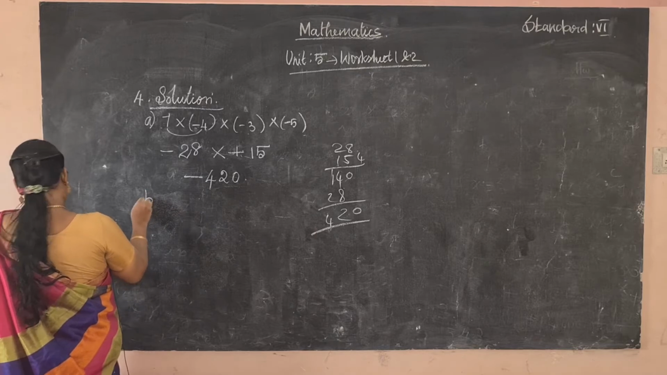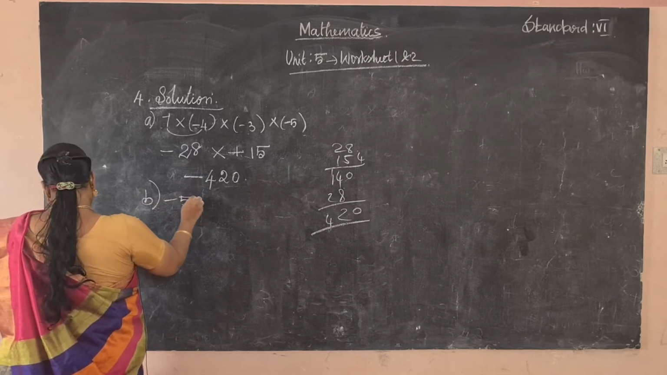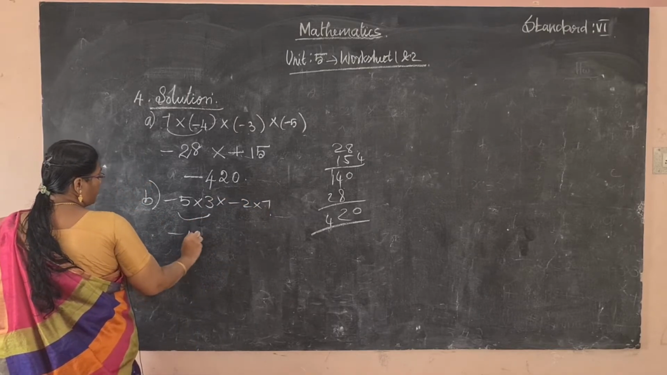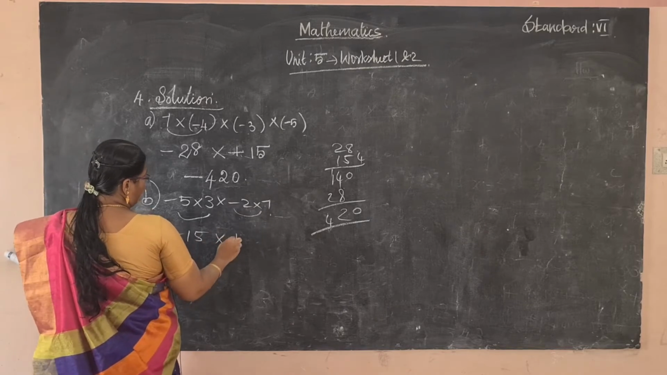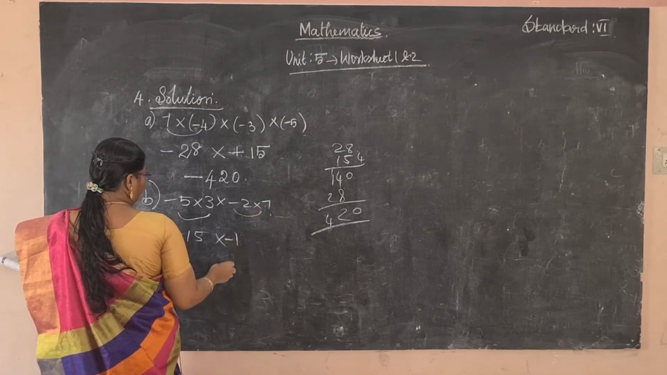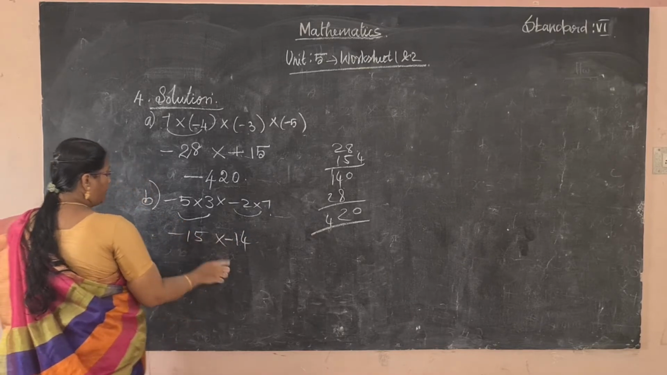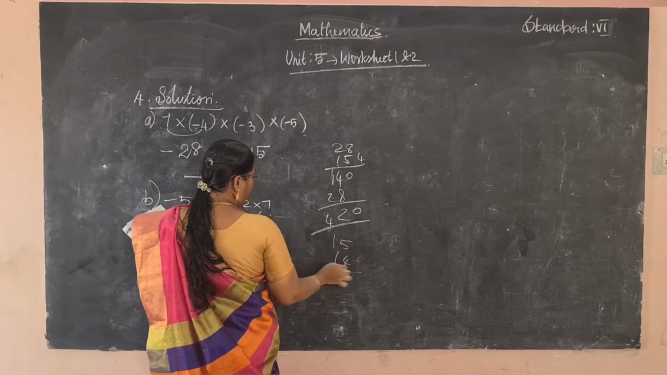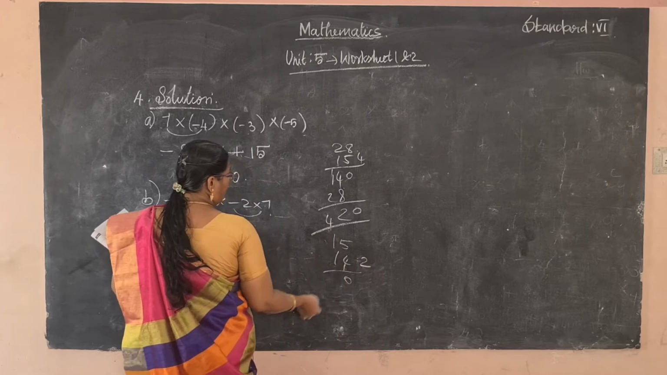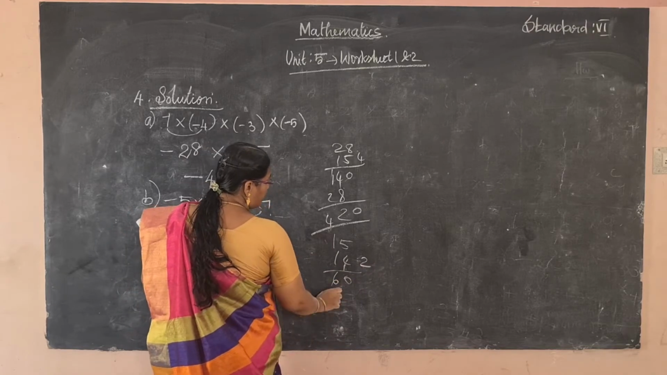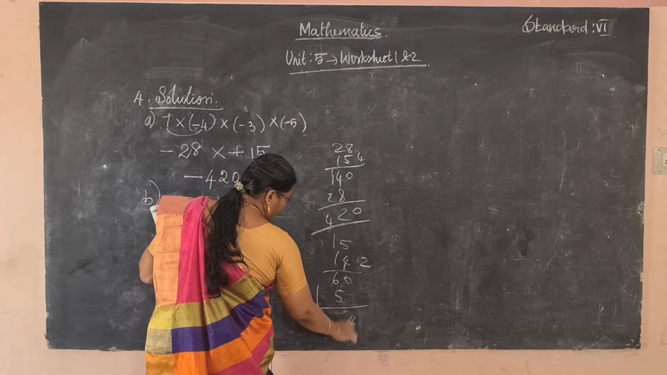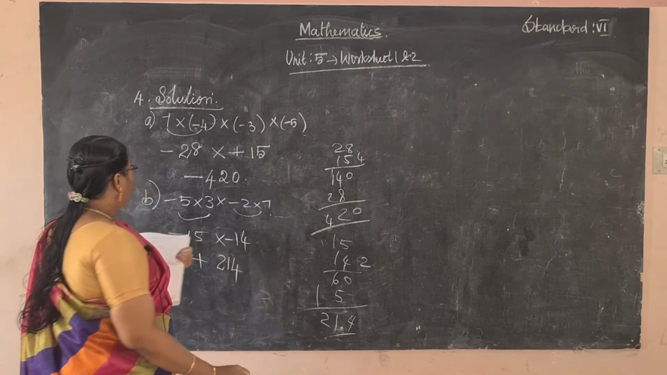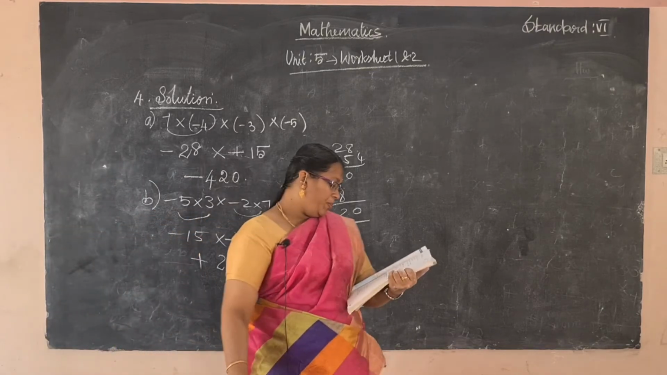Second, B: minus 5 into 3 into minus 2 into 7. Multiply these values: minus 15 into minus into plus is minus, 2 sevens are 14. Now multiply these two values: minus into minus is plus. 15 into 14: 4 fives are 20, 4 ones are 4, 4 plus 2 is 6, so 210. Okay, that's it.